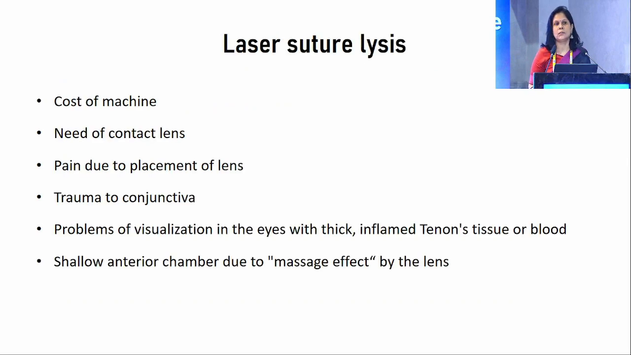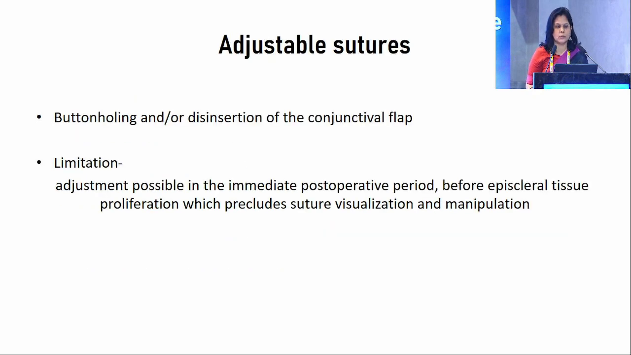The problem with laser suturelysis is you need a machine, you need a contact lens, there can be trauma to the conjunctiva in the first post-op period, and there can be problems of visualization of the suture if there is thick inflamed Tenon tissue. In adjustable suture, the problem is you have to fish under the conjunctiva, so there are chances of buttonholing, and in the immediate post-op period episcleral tissue proliferation occurs, so suture visibility can be an issue.